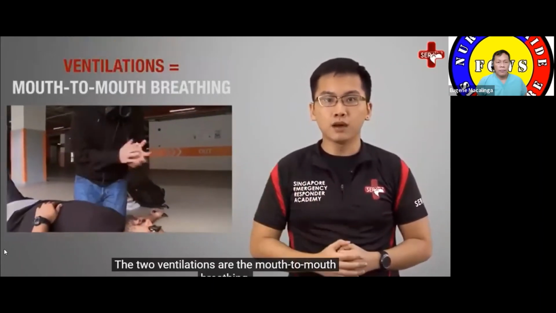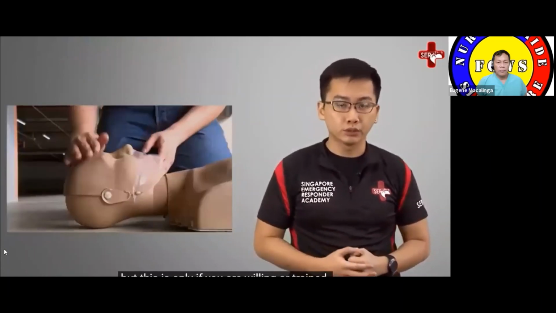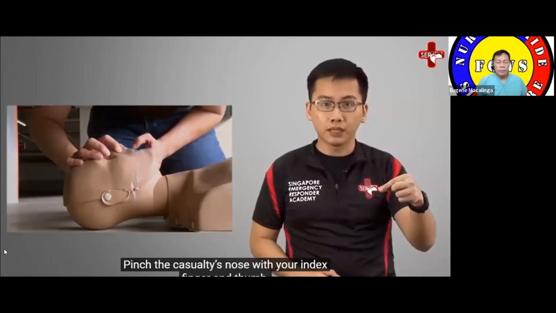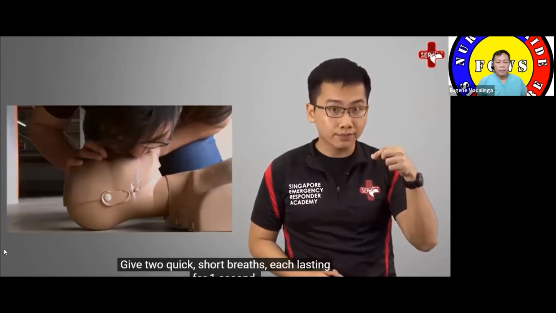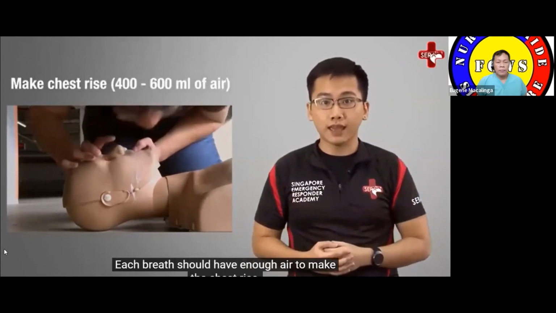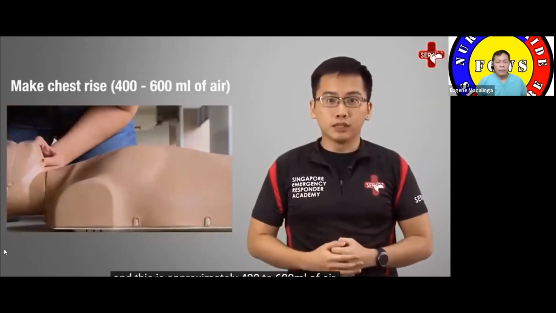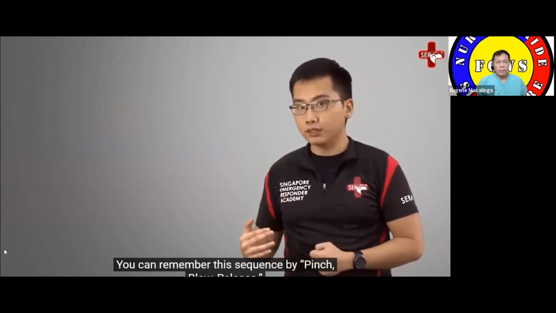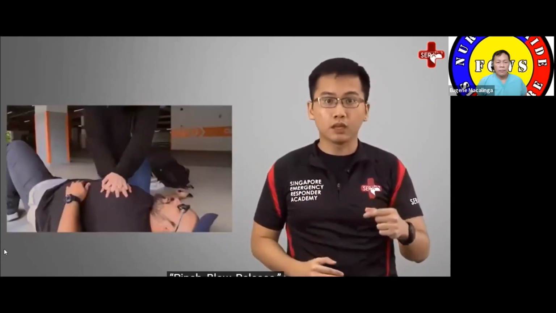The two ventilations are the mouth-to-mouth breathing, but this is only if you are willing or trained. So this is how you do it. Pinch the casualty's nose with your index finger and thumb, and seal your lips around the casualty's mouth. Give 2 quick short breaths, each lasting for 1 second. Each breath should have enough air to make the chest rise. And this is approximately 400 to 600 milliliters of air. You can remember this sequence by pinch, blow, release, pinch, blow, release.